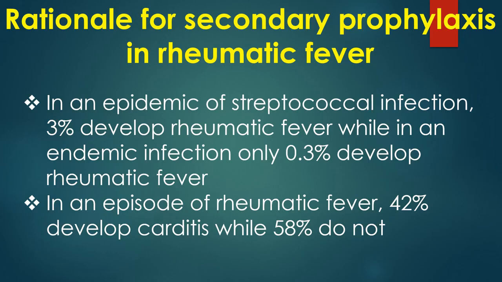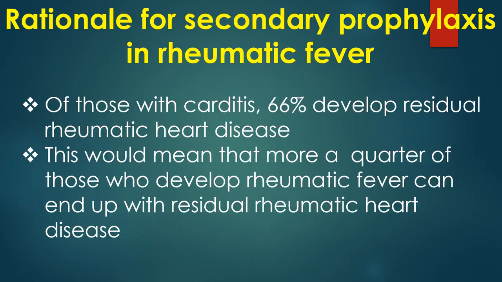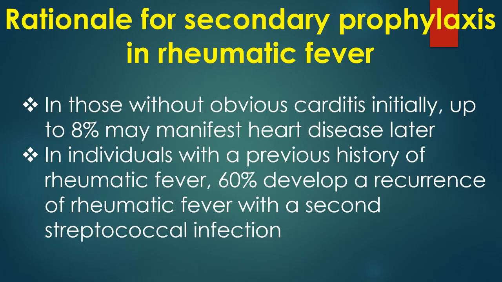In an epidemic of streptococcal infection, 3% develop rheumatic fever, while in an endemic infection, only 0.3% develop rheumatic fever. In an episode of rheumatic fever, 42% develop carditis, while 58% do not. Of those with carditis, 66% develop residual rheumatic heart disease. This would mean that more than a quarter of those who develop rheumatic fever can end up with residual rheumatic heart disease. In those without obvious carditis initially, up to 8% may manifest heart disease later.